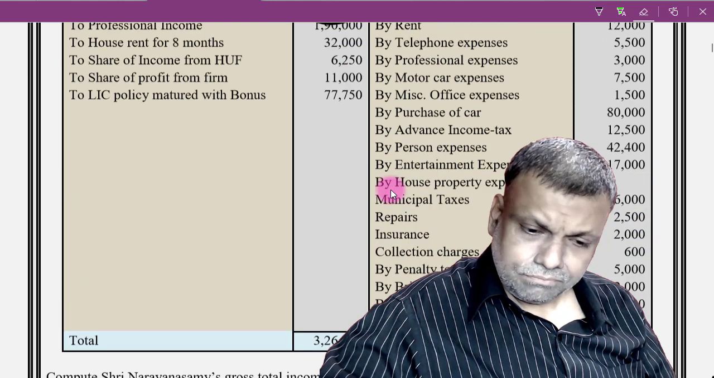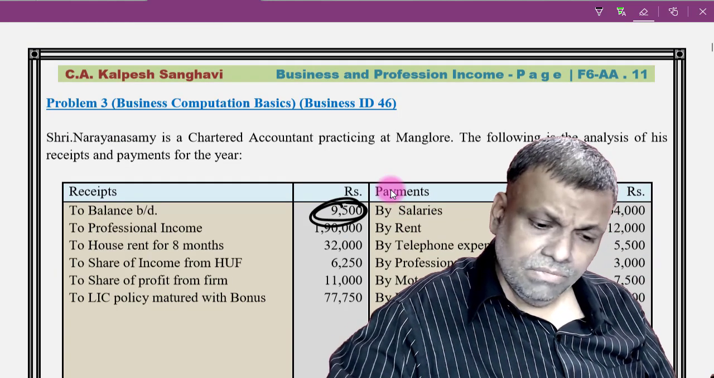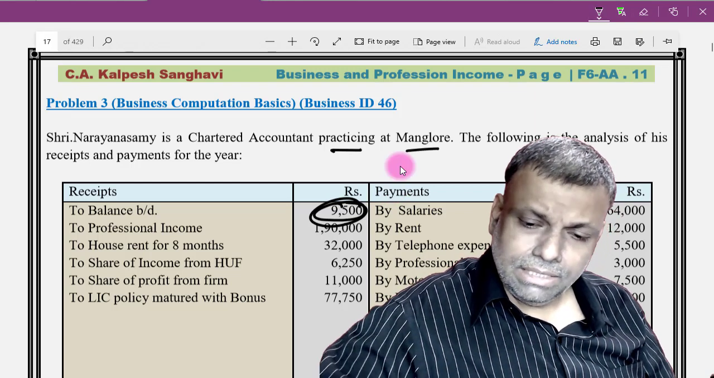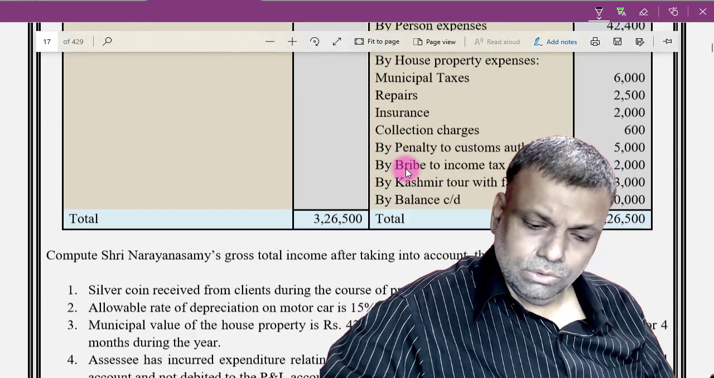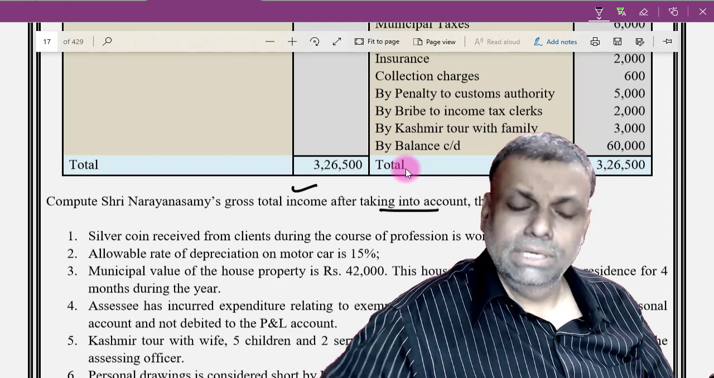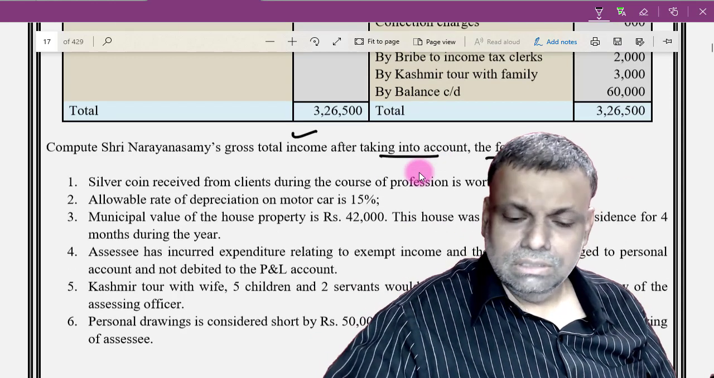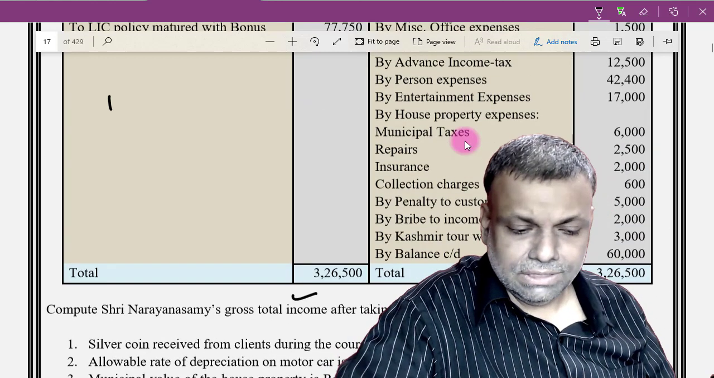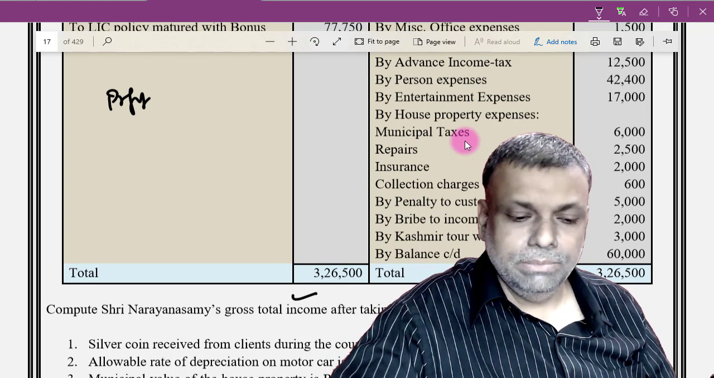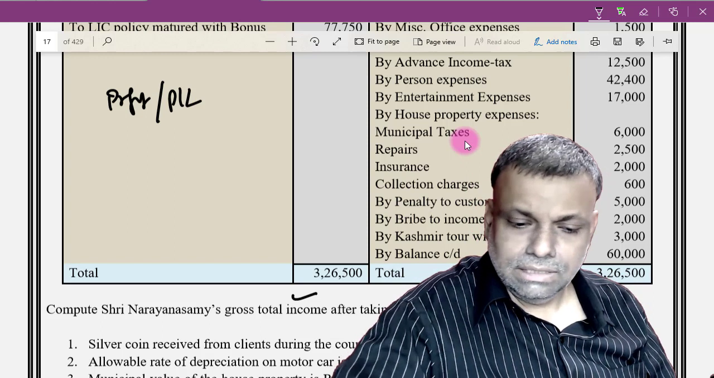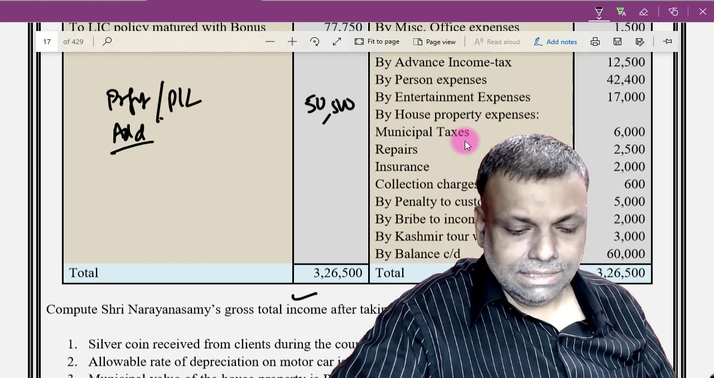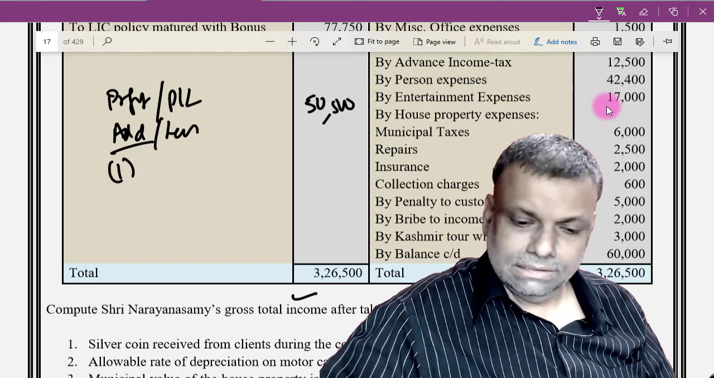Now let us come to the basic data. He is a chartered accountant practicing at Mangalore. Receipt and payment has been given to us. Gross total income after taking into account the following. So he is asking you to compute the income. You start and open your answer by saying profit as per P&L, or you can say excess of closing balance over the opening balance in the receipt and payment account, and that is 50,500. Open your answer and do these headwise adjustments. Let us start with all the adjustments.